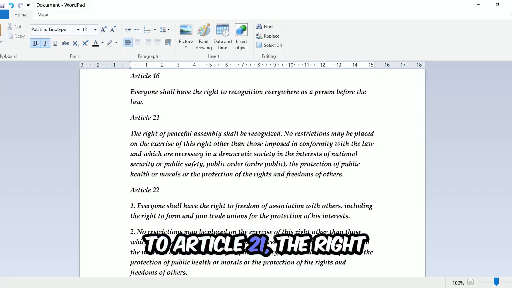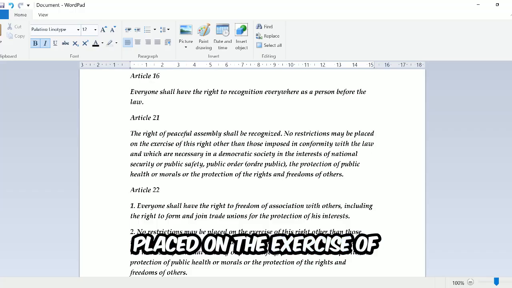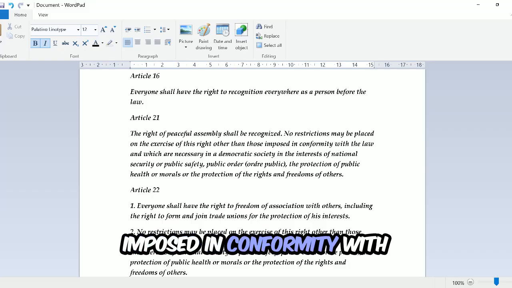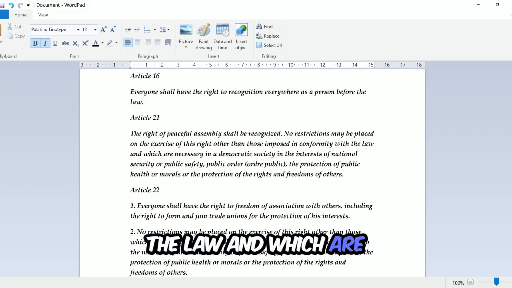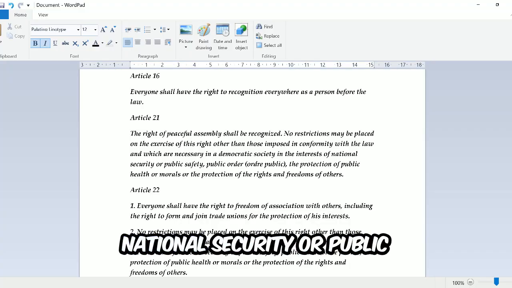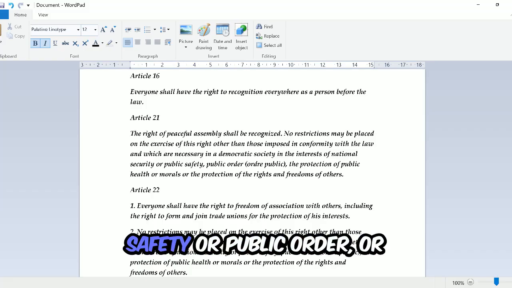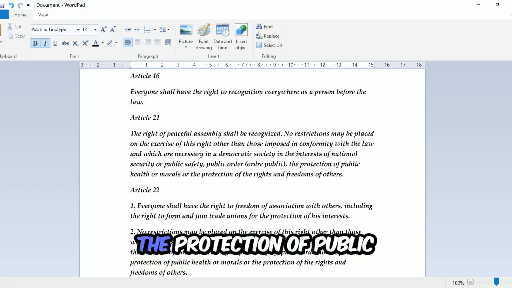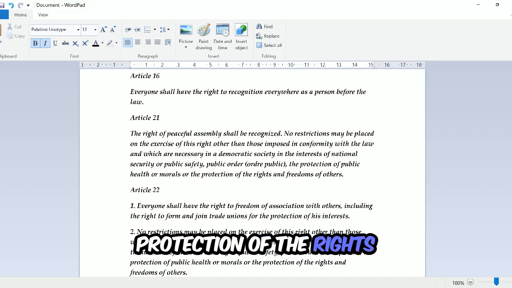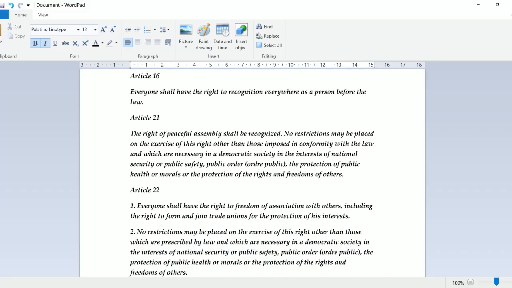Compared to Article 21, the right of peaceful assembly shall be recognized. No restrictions may be placed on the exercise of this right other than those imposed in conformity with the law and which are necessary in a democratic society in the interest of national security or public safety or public order or the protection of public health or morals or of the protection of the rights and freedoms of others.